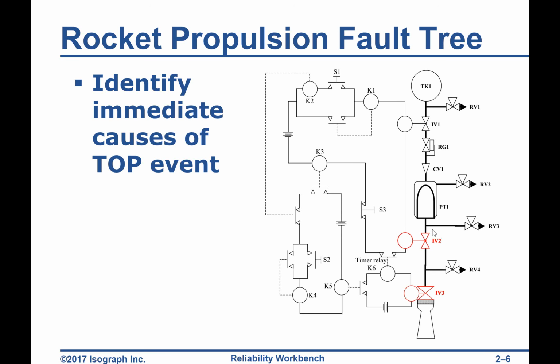So in order for the system to fail, both IV2 and IV3 must remain open. The shutdown of either of those, or the closing of either of those, will stop the monopropellant flow and cut off thrust. So that's where we're going to start. Now I'm going to jump into the reliability workbench and start building this fault tree as we go, adding our top event and the immediate causes of that top event.